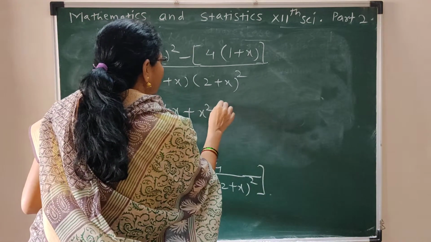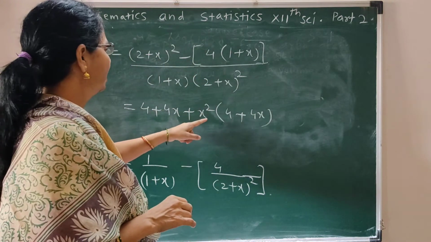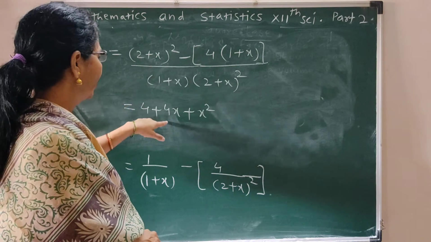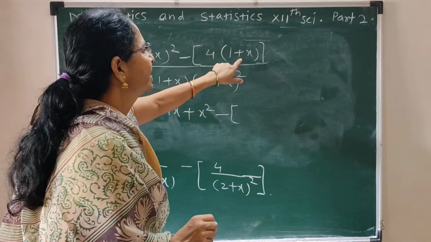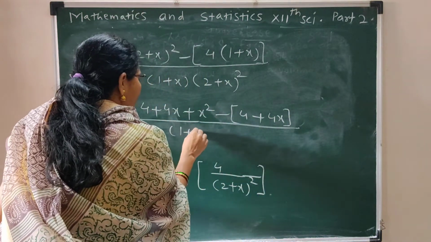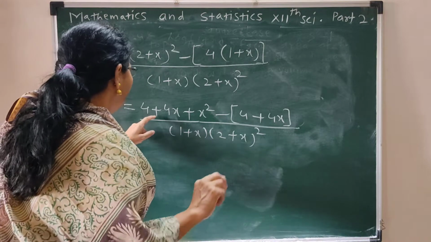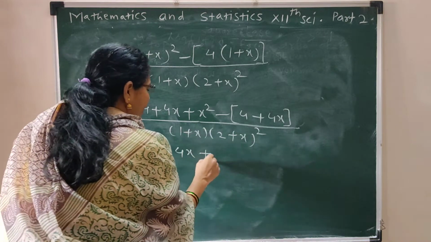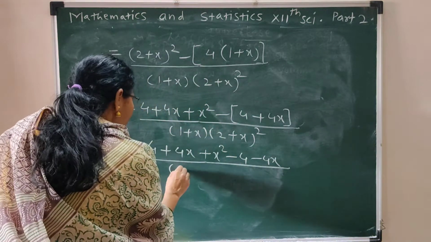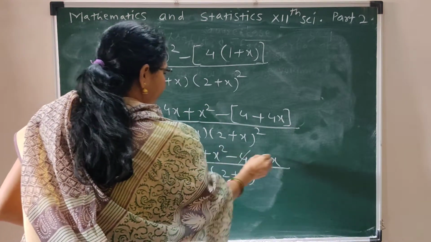Plus x square in bracket, multiply inside 4 plus 4x, minus sign is there. Bracket expansion: 4, 4x, x square, minus is here, multiply inside 4 plus 4x. 1 plus x, 2 plus x bracket square, 4 will cancel.